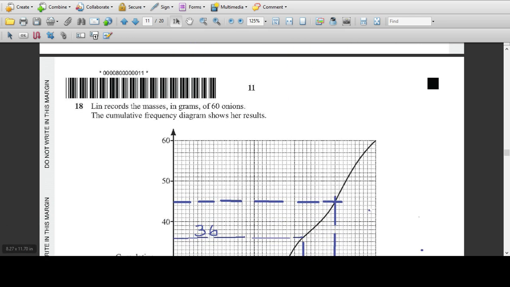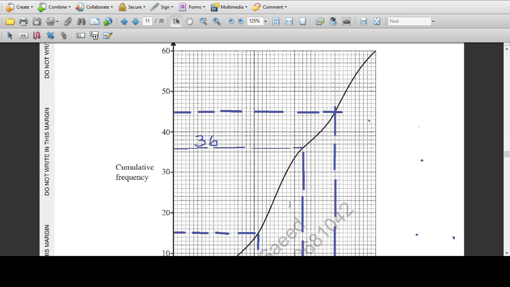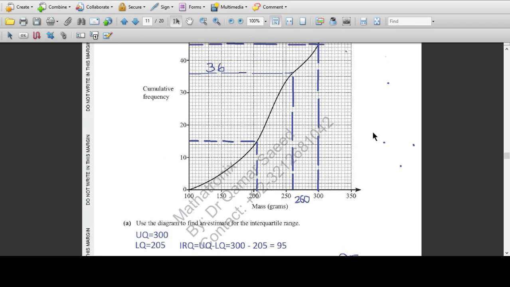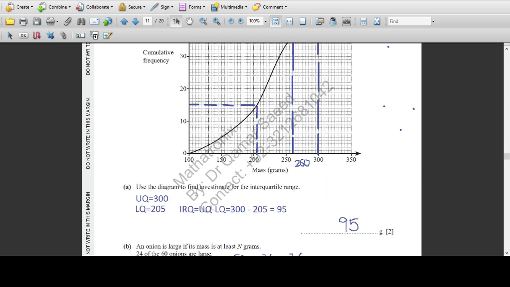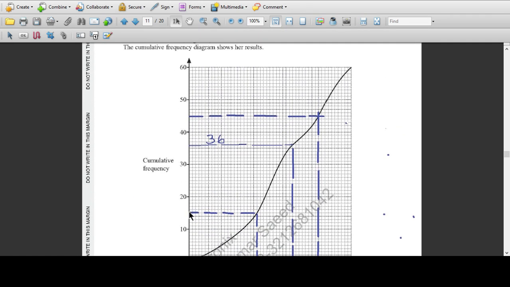Now question number 18. Lynn records the masses in grams of 60 onions, and the cumulative frequency diagram shows her results. This is the cumulative frequency diagram that Lynn obtained, and we use the diagram to find an estimate for the interquartile range. Because this is 60, the lower quartile will be at 15.